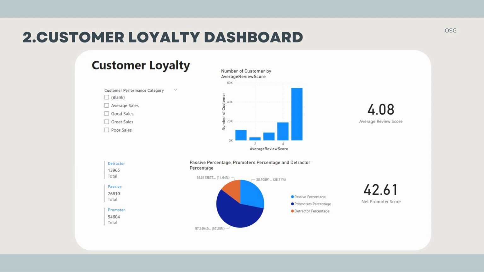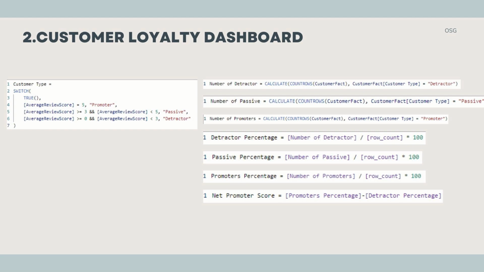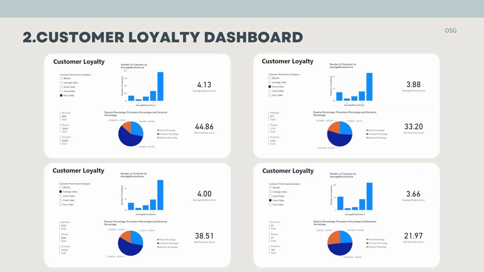We also calculated, by creating new measures and columns in the customer fact table, to count the number of detractors, passives, and promoters, and visualize them using multi-row cards and a pie chart for their percentages. Lastly, we used a gauge to monitor the average Net Promoter Score of all customers. And here are the measures that we created for this dashboard. And you can select the slicer option to view the information for each customer group. From these, you can see that the most loyal customer group is the poor sales group.